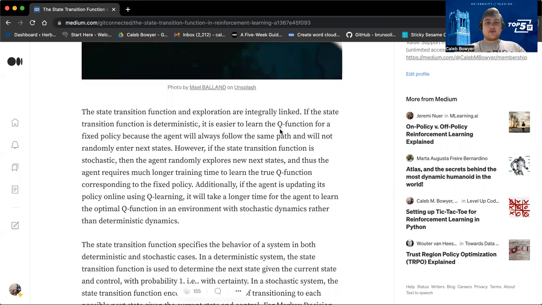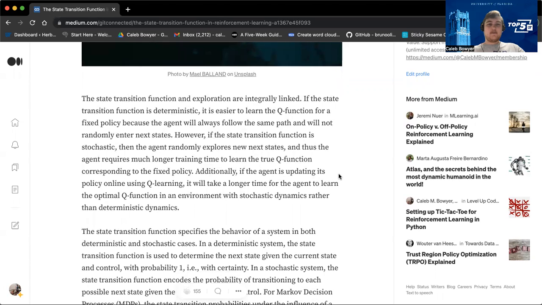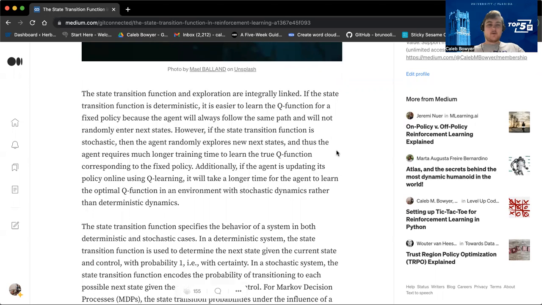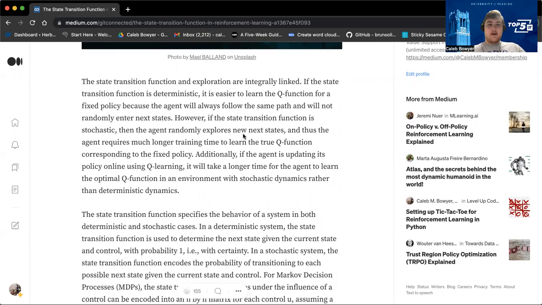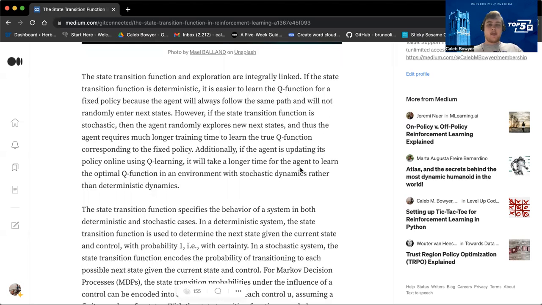The state transition function and exploration are integrally linked. If the state transition function is deterministic, it is easier to learn the Q function for a fixed policy because the agent will always follow the same path and will not randomly enter next states. However, if the state transition function is stochastic, then the agent randomly explores new next states, and thus the agent requires much longer training time to learn the true Q function, corresponding to the fixed policy.